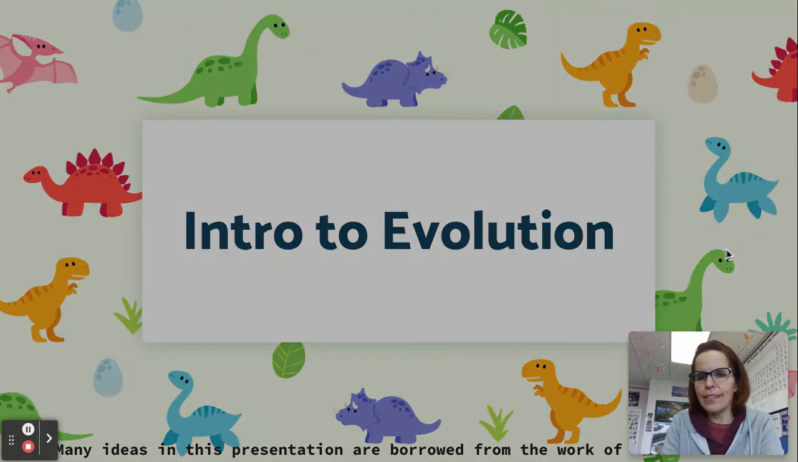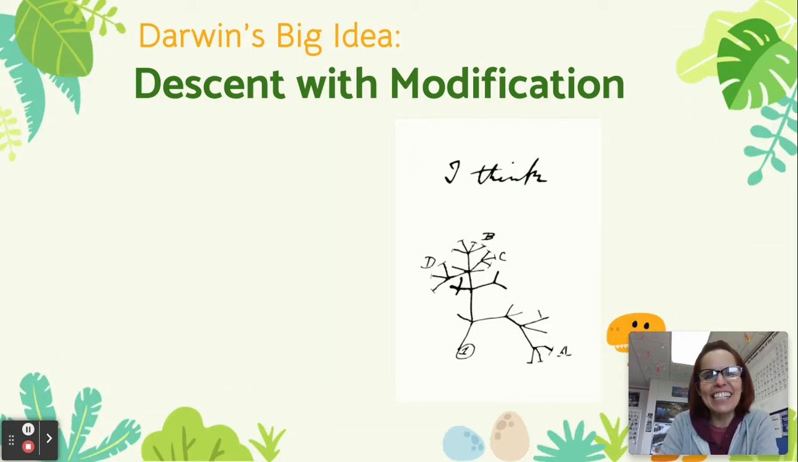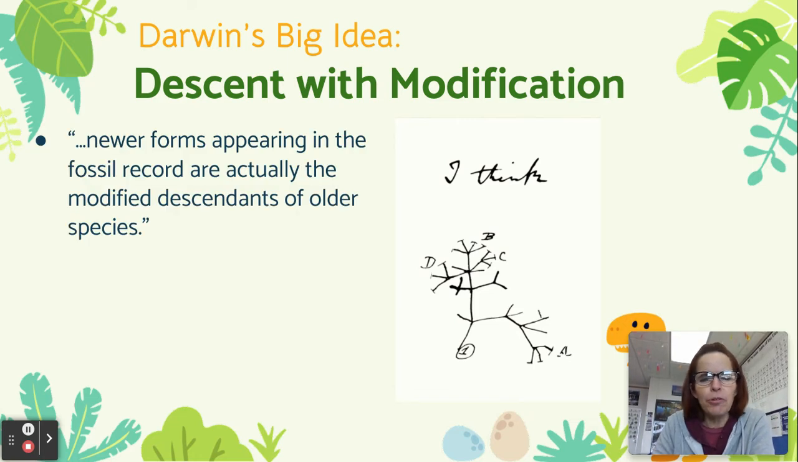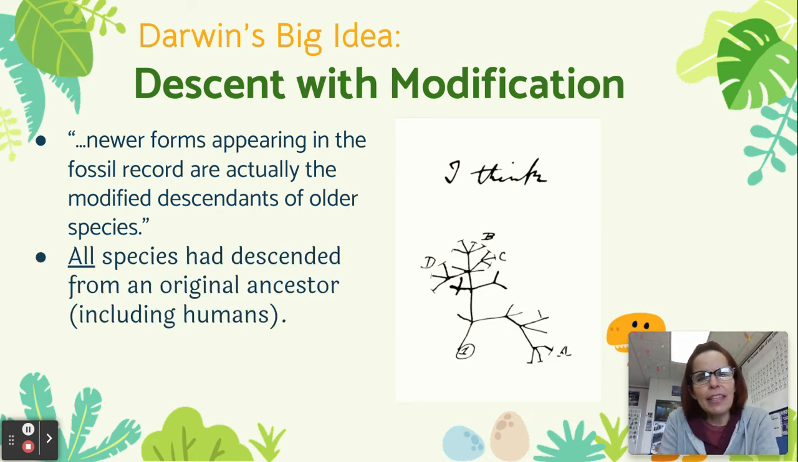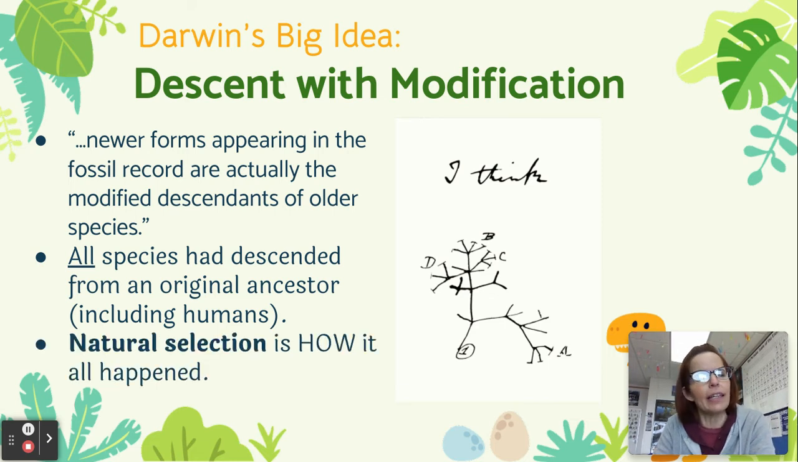Okay, so give me just a second here. Darwin's big idea is called descent with modification, and this is his diagram. Here's a quote: newer forms appearing in the fossil record are actually the modified descendants of older species. So I want you to write down descent with modification, and then maybe a definition saying all species had descended from an original ancestor, including humans, which was super controversial at the time that he first came up with this idea.